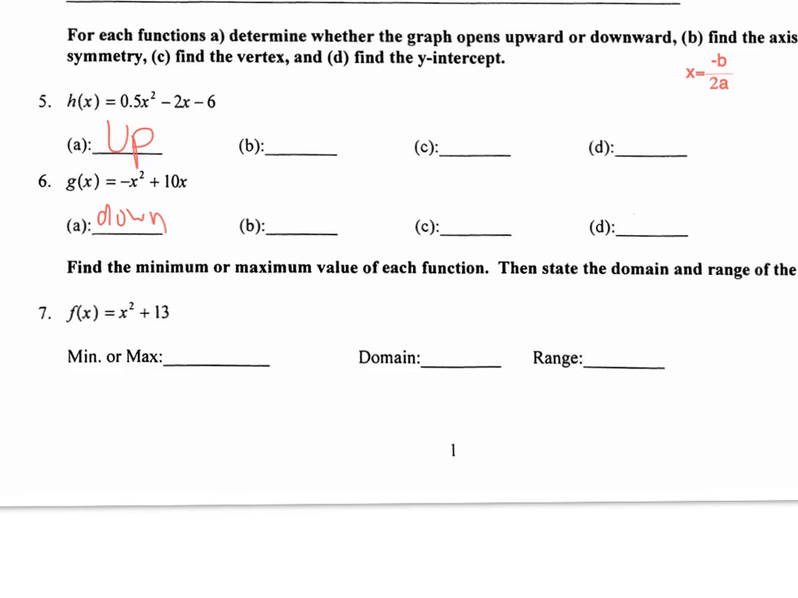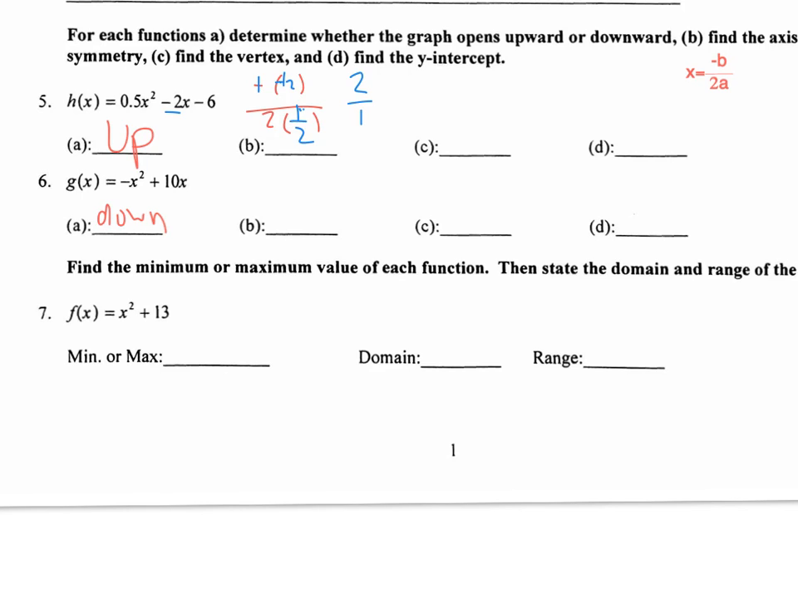But let's actually work it out. If you go -b over 2 times a, negative parentheses over 2 times parentheses, the b value happens to be -2, so you plug the -2 in there. And on the bottom, you have 2 times a, and a is 0.5, or we could also say it's 1/2. Apologize for that messiness right there. Anyways, we have a +2 on top, because a negative and a negative is a positive. And on the bottom, you have 2 times half, that becomes 1.